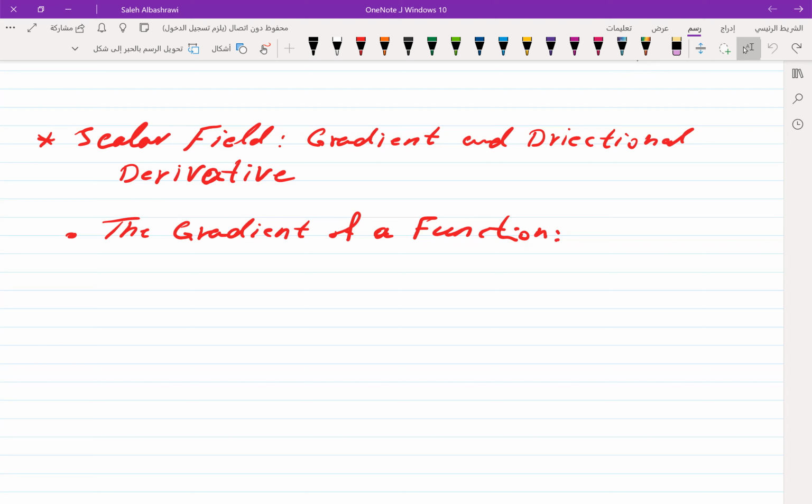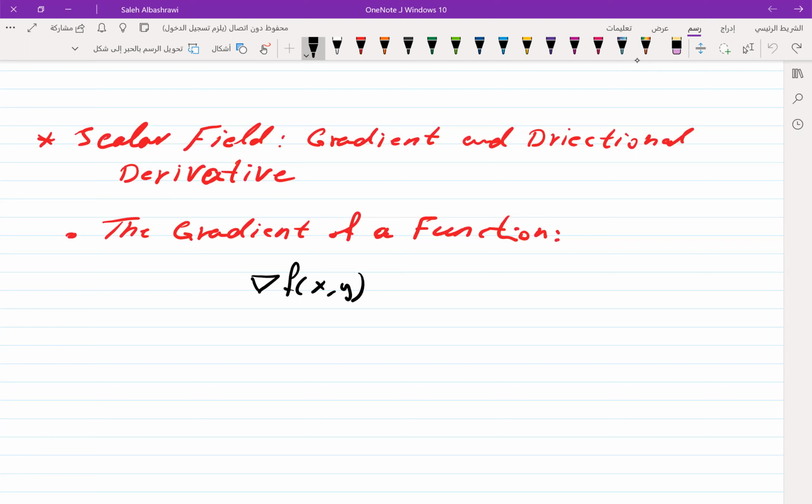The gradient of a function is given by nabla of f of x, y. Let's speak about a two-variable function, or a three-dimensional function, f of x, y or f of x, y and z. The gradient is just the partial derivatives, put in a vector form.